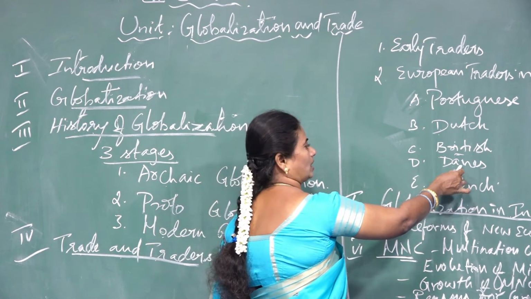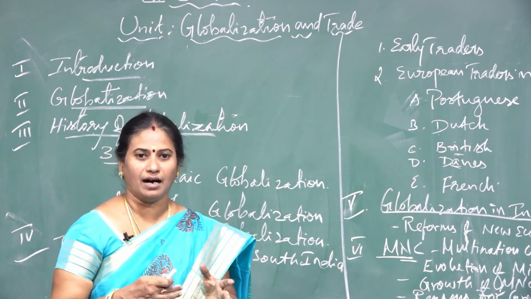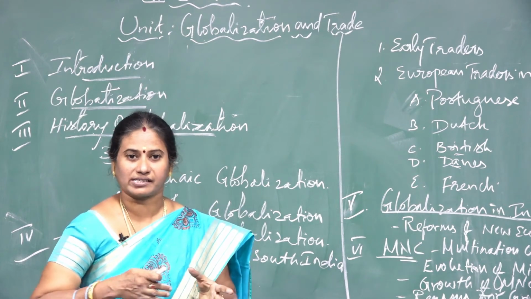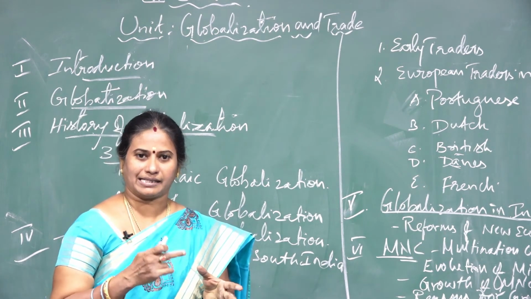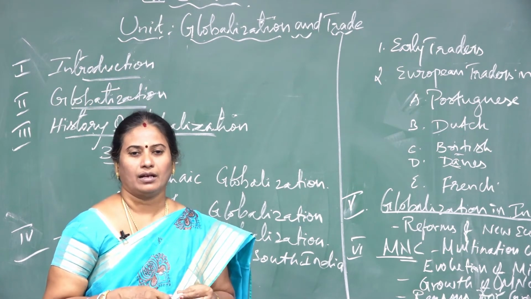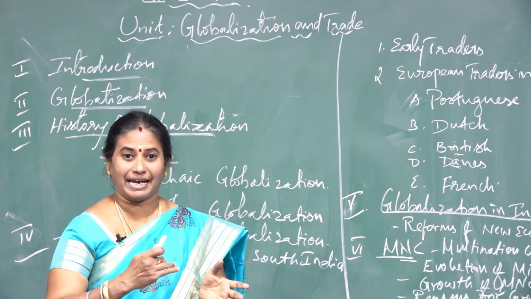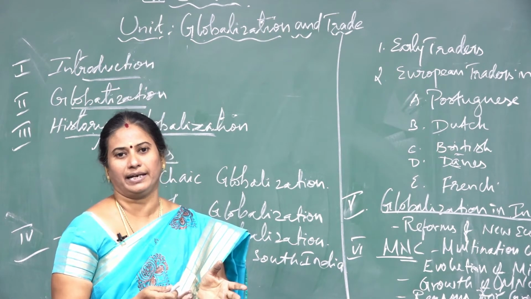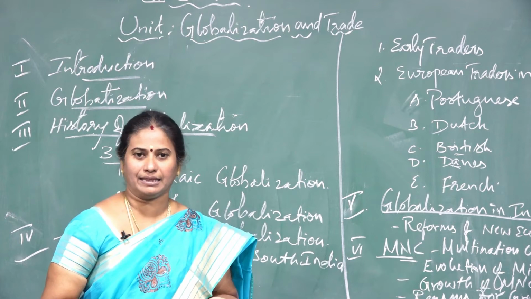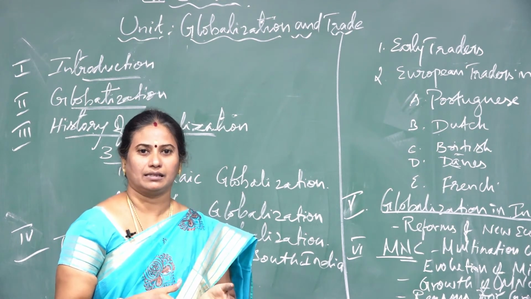Next, I am going to explain about the Danish East India Company. The Danish arrived in India in 1616 and established their Danish East India Company at Tranquebar in Tamil Nadu. In 1620, Tranquebar became the headquarters of the Danish East India Company in India. They failed to strengthen their power in India and were forced to sell all their Indian settlements to the British.